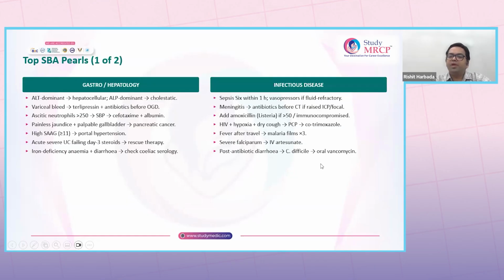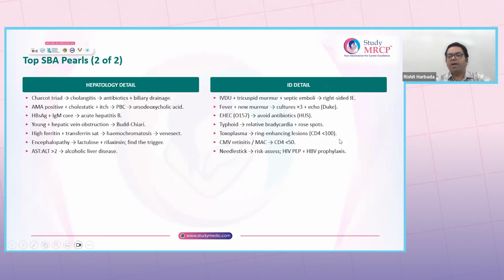Post-antibiotic diarrhea, you treat as C. difficile with oral vancomycin. Lastly, if there is a Charcot triad, then there is pain, fever, and raised bilirubin. It's cholangitis, and you treat it with antibiotics and biliary drainage. If there is confusion and hypotension, it's Reynolds pentad. AMA positive and cholestatic picture is primary biliary cirrhosis, treated with ursodeoxycholic acid.